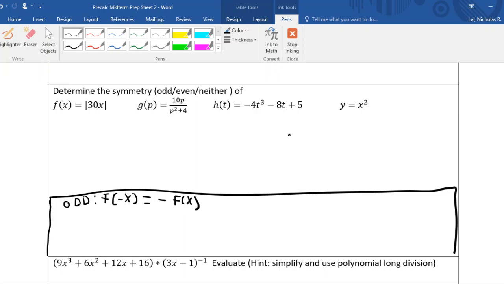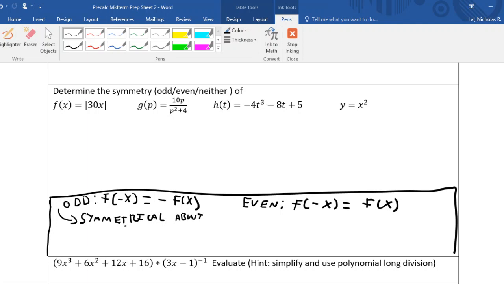For an even function, we have f of negative x equals f of x. So that's the algebraic definition. Graphically, you are symmetrical about the origin for odd functions, so about 0, 0. And for even functions, you are symmetric about the y-axis.